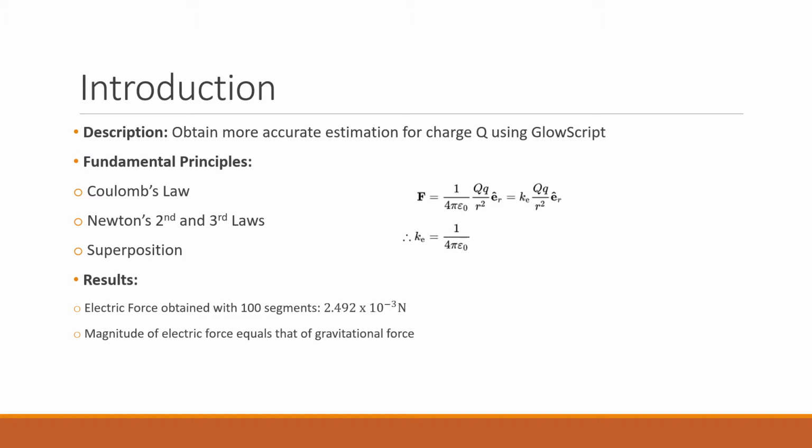Now, the fundamental principles for this lab are the same as Lab 1, with Coulomb's law and Newton's second and third laws. Except now we have the concept of superposition, which states that you can take a larger object and divide it into smaller objects and find the individual charge of each of those smaller objects. And the summation of those charges would be equal to the total charge for the larger object.